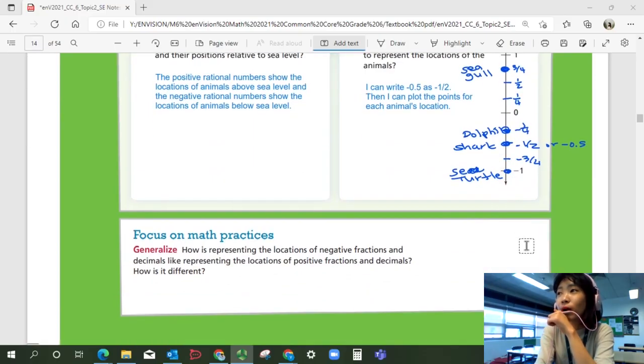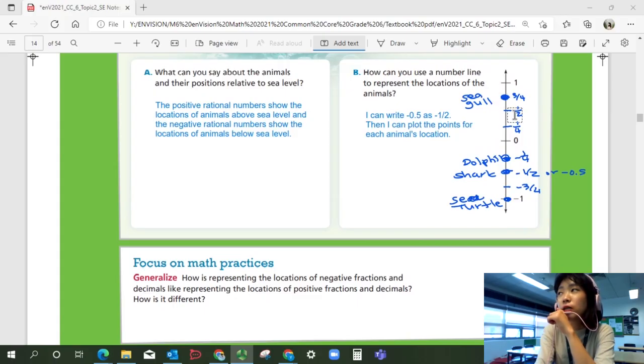Let's look at focus on math practices. How is representing the locations of negative fractions and decimals like representing the locations of positive fractions and decimals? How is it different? So how is locating the positive numbers and negative numbers different? Or how are they similar? Well, how are they alike? You have to divide them into fractions, right? You have to divide your number line into fractions and then locate them in between the integers.